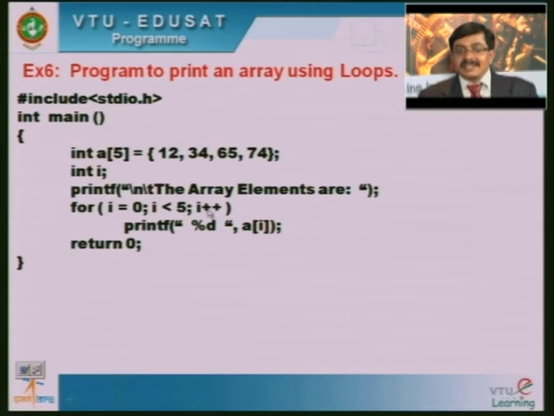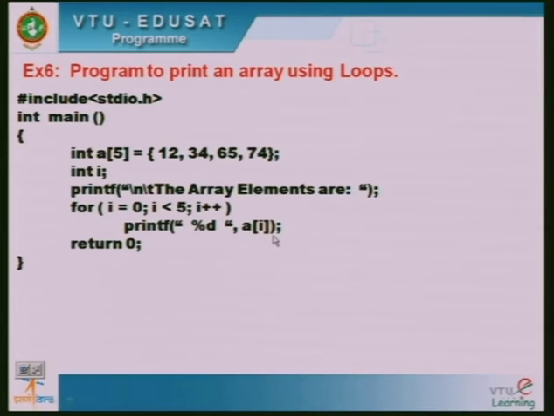Immediately i is incremented there, again it will check 1 less than 5, the condition is true, and it prints the value of a of 1. Again it will go for the incrementation, it becomes 2, 2 is less than 5, it prints a of 2 value, that is 65. Further i is incremented, it becomes 3, 3 is less than 5, and then a of 3 value will be printed, that is 74. Further i is incremented, it becomes 4, 4 less than 5. Then it will print the value of a of 4. Since a of 4 value is not completely initialized here, it is partially initialized, the last element we get there is a 0. So, this will print the values as 12, 34, 65, 74 and 0.